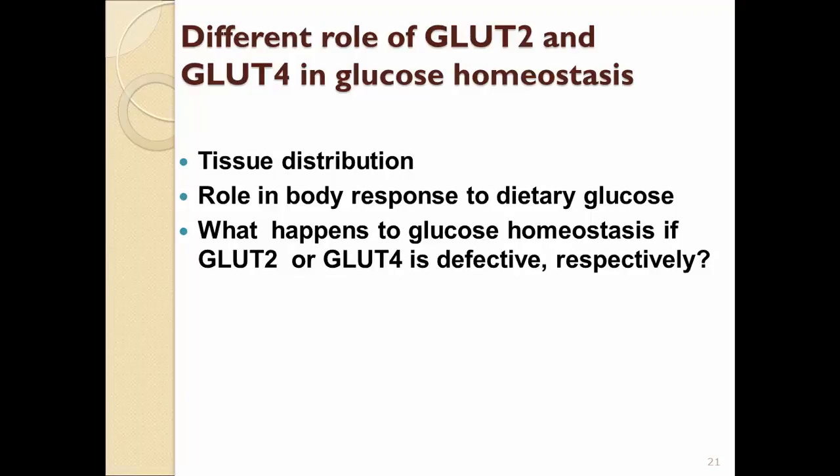Under fed condition, GLUT4 in the muscle and adipose tissue, right? So under fed condition, when insulin levels increase, what would happen to the glucose metabolism in skeletal muscle and adipose tissue in terms of the transport activities?